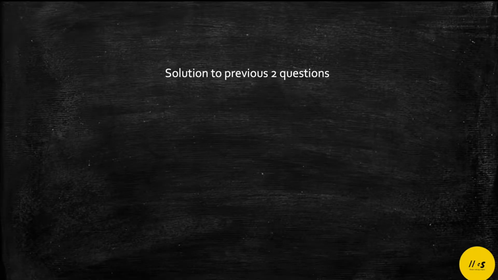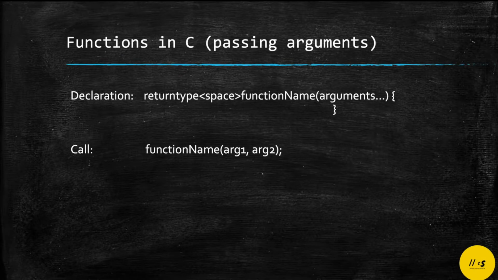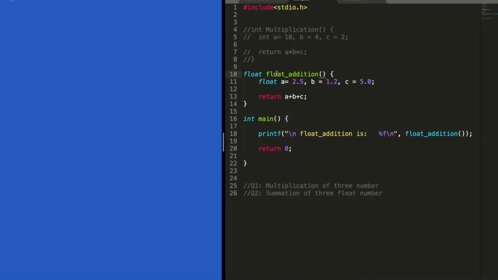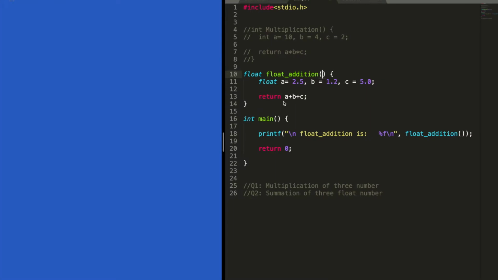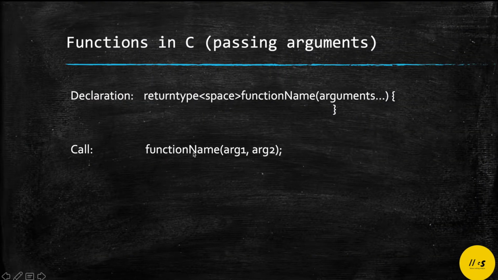So moving on to the next part, which is functions in C. Here you can see these are the functions, but they don't contain any values in the argument section. Now we are going to study how to pass values to a function. So the declaration will be return type followed by a space, function name and arguments. Here you can see the return type is float followed by space and the function name with the argument bracket and then the body. And how to call this function? Just call the function name and the number of arguments you want to pass.